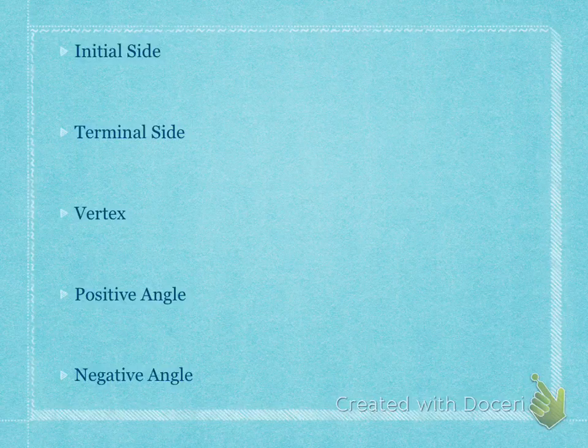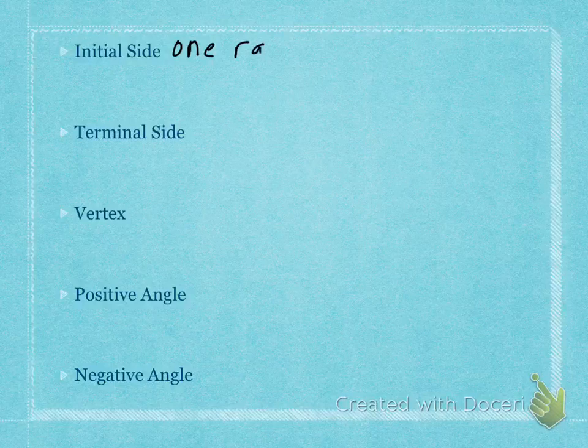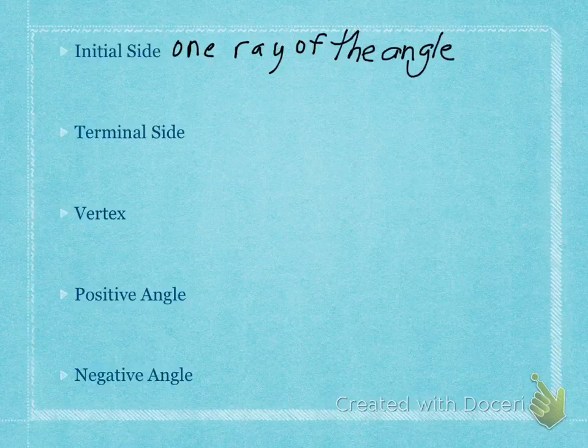So an initial side is simply one side of the angle, or one ray of the angle. And a terminal side is the other ray.